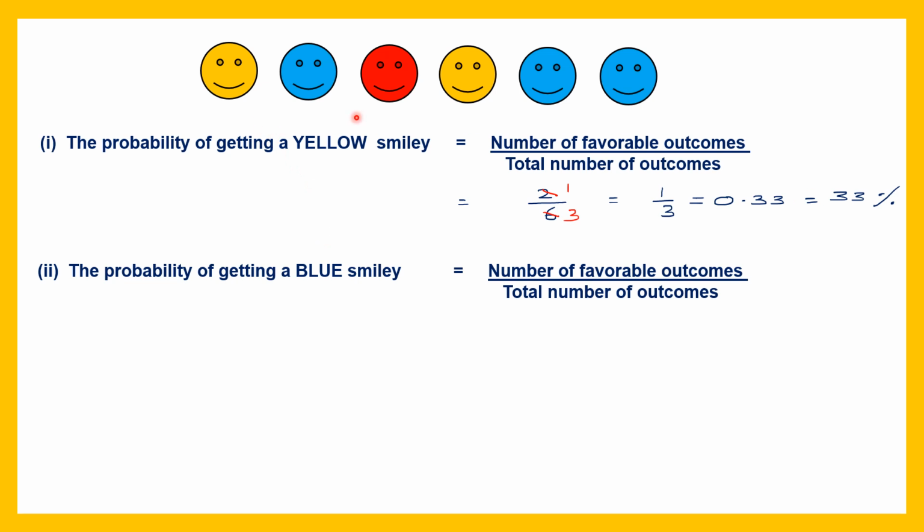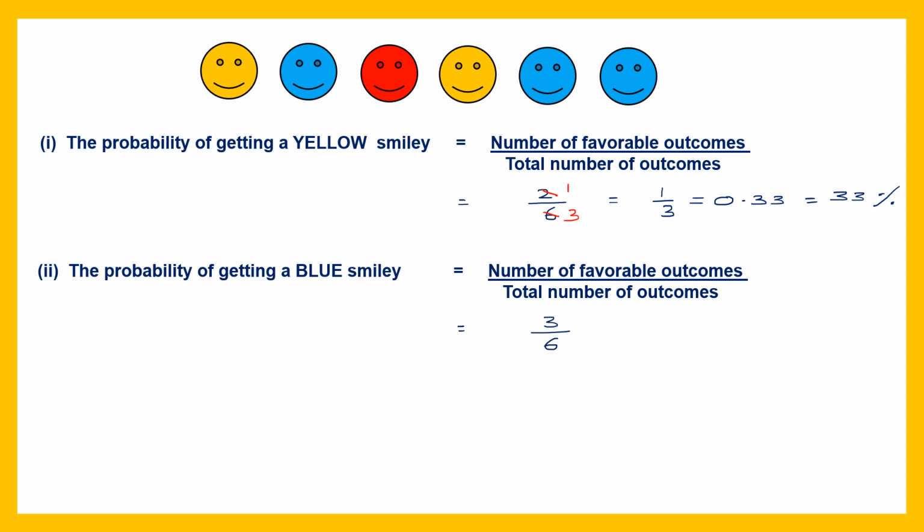So again, I have these 6 badges in a box. I'm just going to randomly pick one. And what are my chances that the one I picked is a blue smiley? So we are going to use this formula again, number of favorable outcomes. That means how many blue smileys do I have? I have 3 blue smileys. And what is the total number of outcomes? There are 6 smileys altogether.